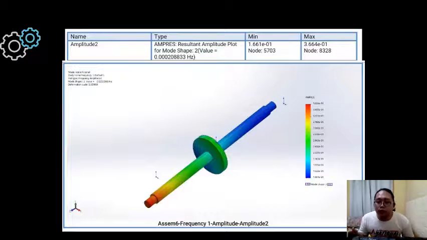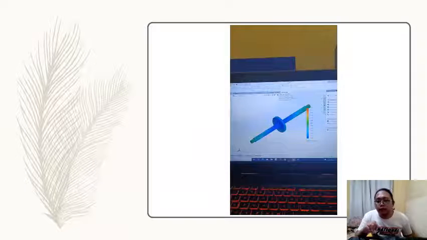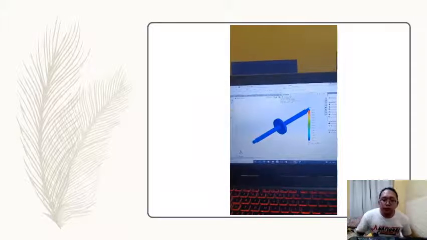As you can see on the result, on the left side of the shaft, there is the red area. That means all the stress and the vibration comes there. Then this is the middle part of the affected area of vibration, while the other side has no vibration. This is the video for the third simulation of our frequencies for modal analysis.